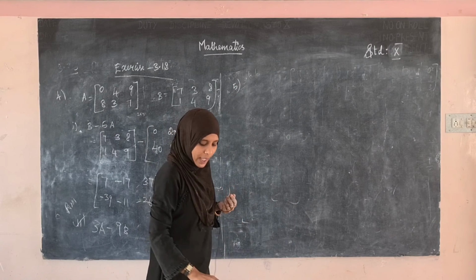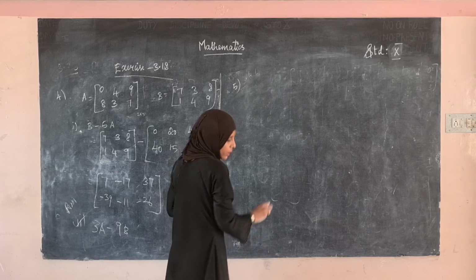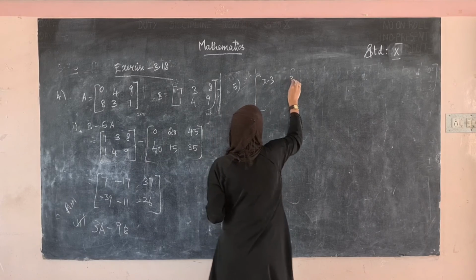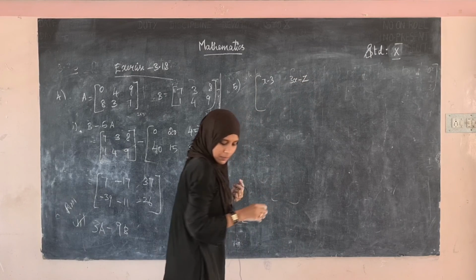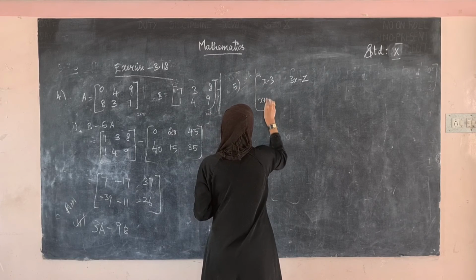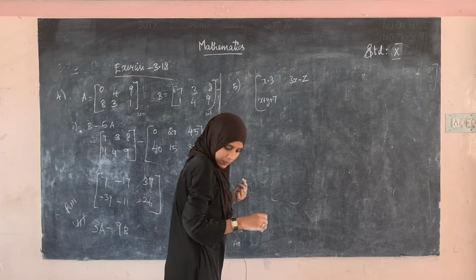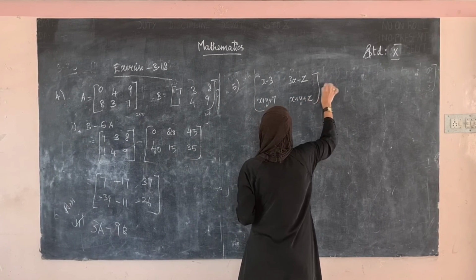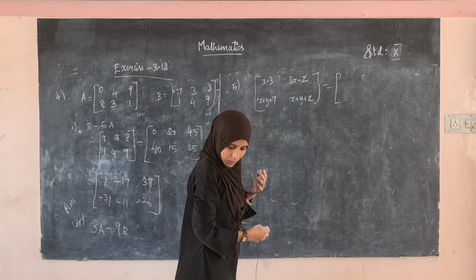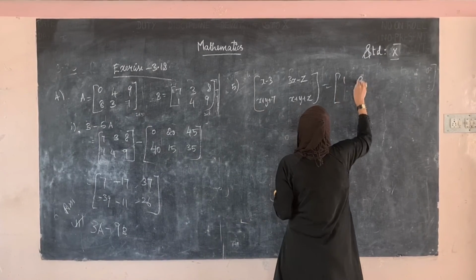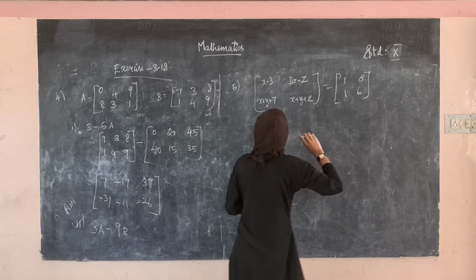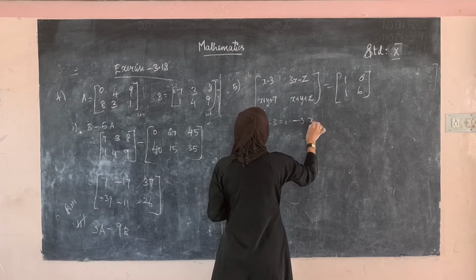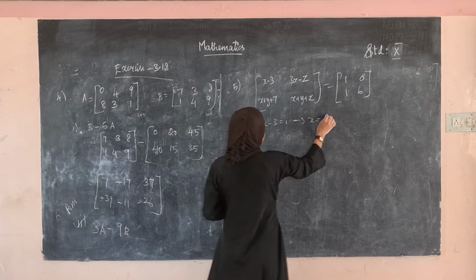We have to find the value of X, Y and Z from the given equations. Okay, what we have to do? We have to equate the elements. X minus 3 is equal to 1. So from this what we can do? X is equal to 1 plus 3, that is 4.